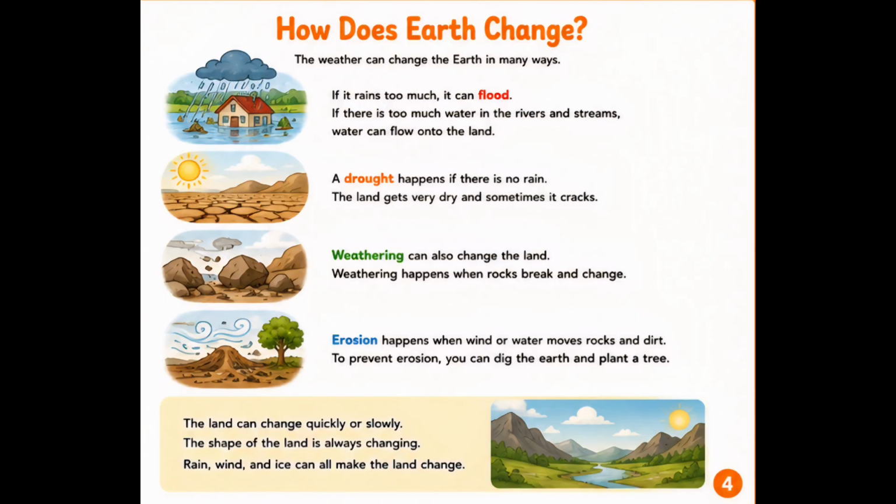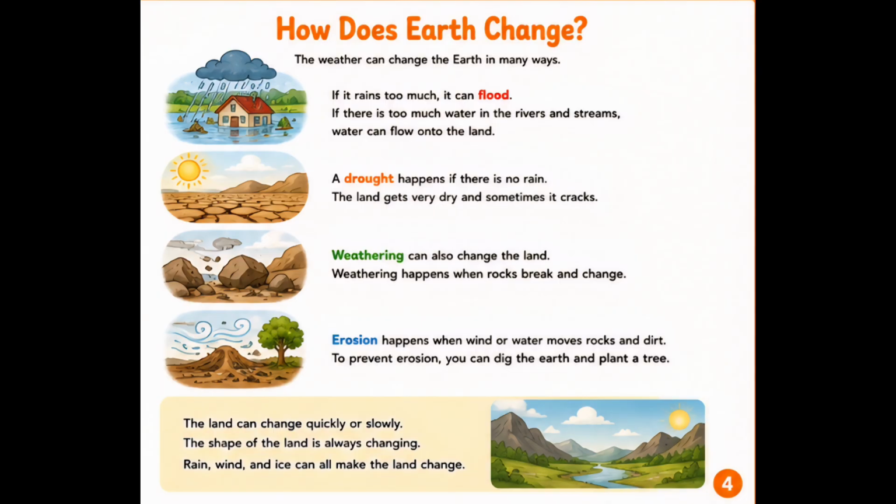How does Earth change? The weather can change the Earth in many ways. If it rains too much, it can flood. If there is too much water in the rivers and streams, water can flow onto the land. A drought happens if there is no rain. The land gets very dry and sometimes it cracks.